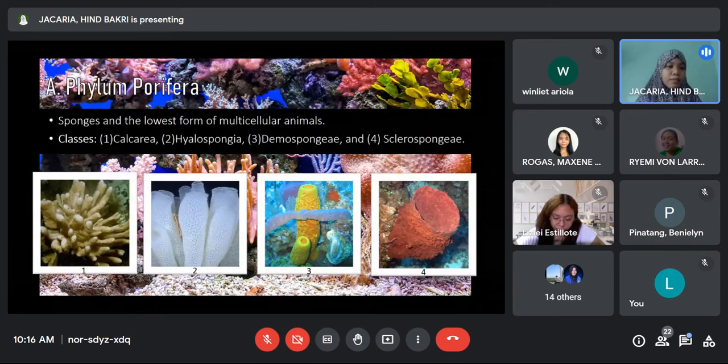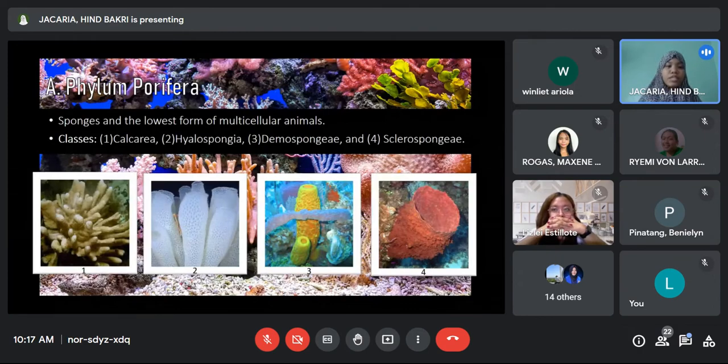The first class of Porifera is the Calcarea. It has spicules. The spicules are the structural component of sponges. They are made of calcium carbonate, and it may be 1, 2, 3, or 4 layers. Then the next class is Hyalospongia, also called the glass sponges. They have silicose spicules, meaning their spicules are made of silica, and it is usually 6-rayed.